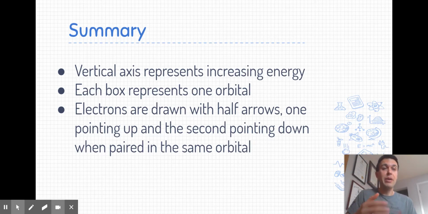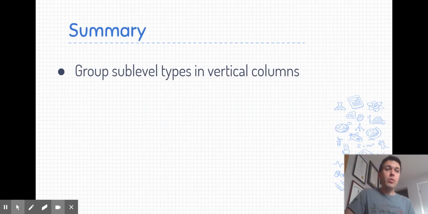Okay, when they're paired, we have one pointing up, one pointing down, and that is representing the Pauli exclusion principle, or the 4th quantum number, where electrons within the same orbital have opposite magnetic moments. As we filled those orbital boxes, we grouped the sublevels in vertical columns. And so all of the S-type sublevels were written in the leftmost column, and then the P, D, and then F.